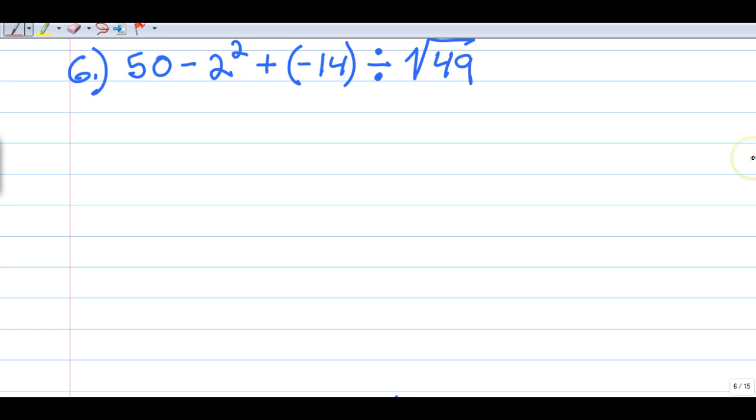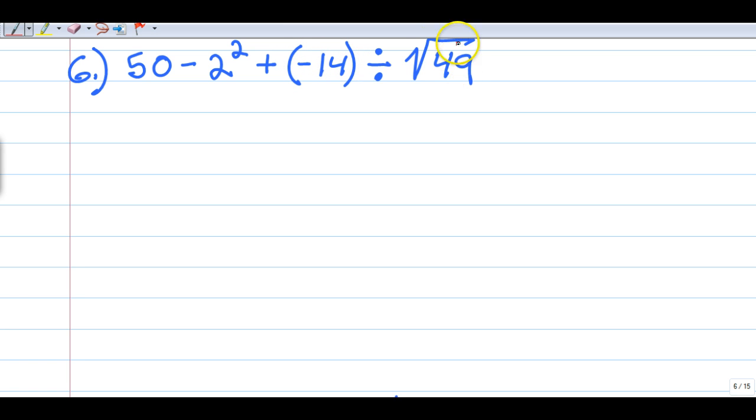In this problem, we're given 50 minus 2 raised to the second power plus negative 14 divided by the square root of 49. We'll start by looking for any type of grouping symbol. As we read across, we see parentheses around the number negative 14. There's nothing mathematically to do inside this grouping symbol. It's simply holding our negative sign to our 14.